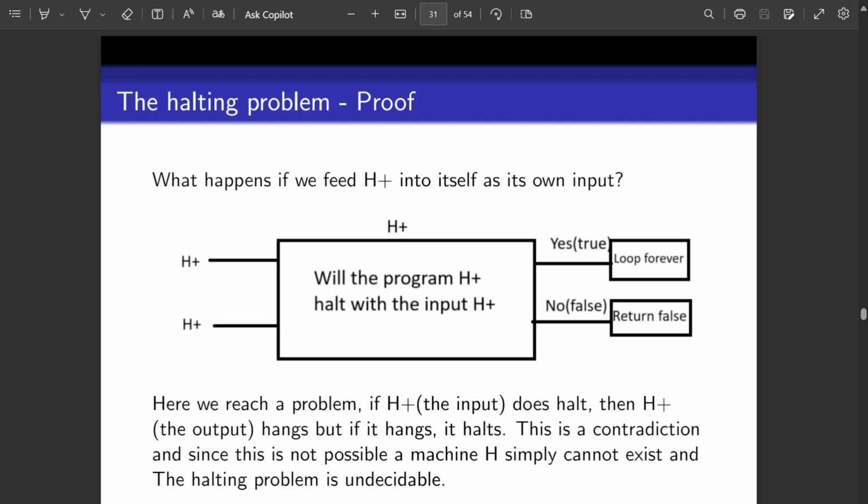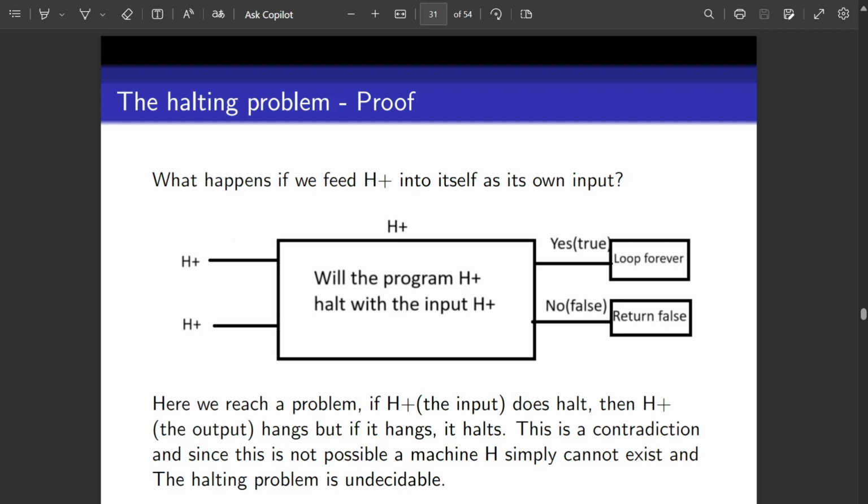So when we're passing the program H plus and the input H plus is the input of the machine, the result of running the program H plus on another instance of H plus. And so if that input hangs, the overall big output is that it halts. And if the input is that it halts, the output is that it hangs, which doesn't really make any sense. Like I said, it's a contradiction, which means that the halting machine cannot exist.